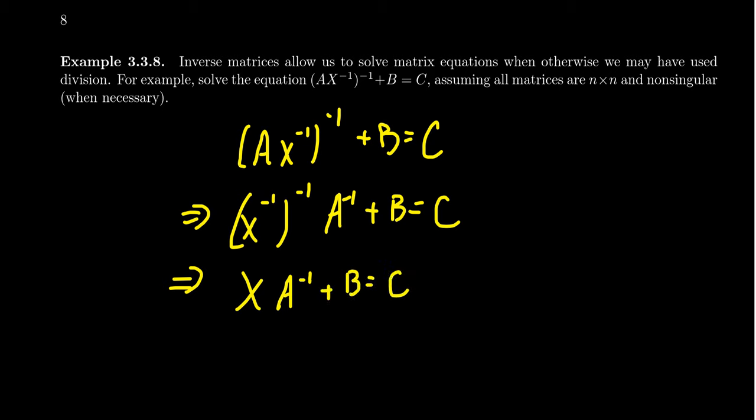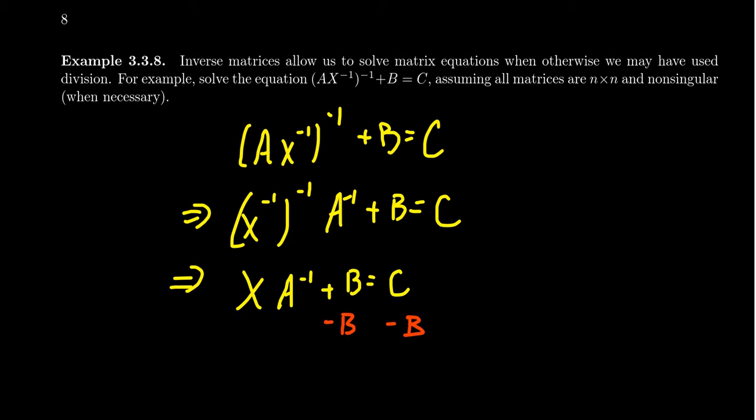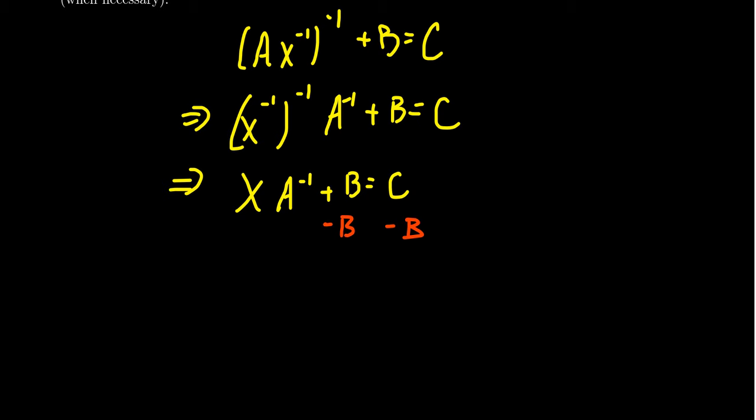And so then to go from here, I would subtract B from both sides. We can be kind of careless when it comes to matrix addition and subtraction because it works very much like vector addition and just scalar addition and subtraction. So you're going to get X times A inverse is equal to C minus B.